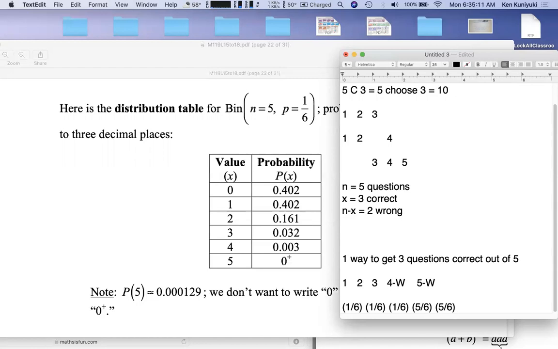So that's one way to get 3 questions correct out of 5, if you get the first 3 correct and the last 2 wrong. The thing is, though, there are more ways of getting 3 questions correct out of 5 questions. In fact, there are 10 ways, 5 choose 3. This is the probability of getting question 1 correct, question 2 correct, question 3 correct, question 4 wrong, and question 5 wrong. This is only one way of getting 3 questions correct out of 5, and this is the probability of that one particular way. But there are 10 ways, so this has to be multiplied by the 10.